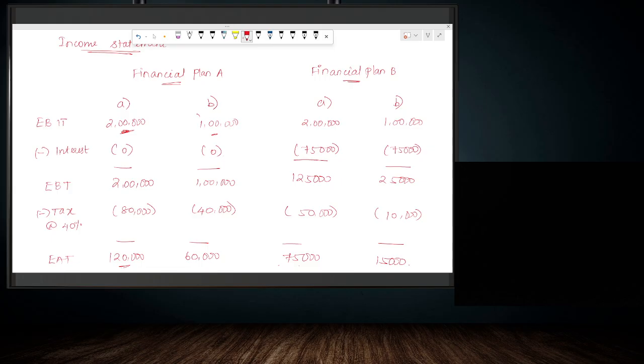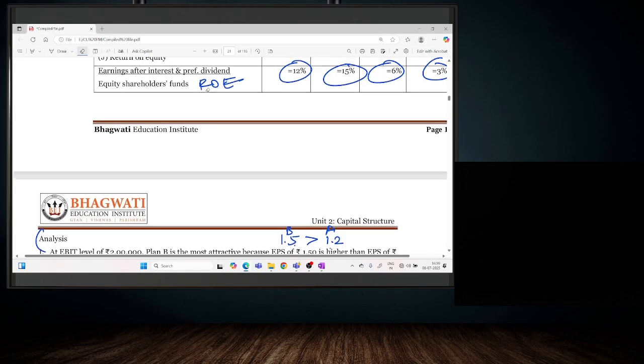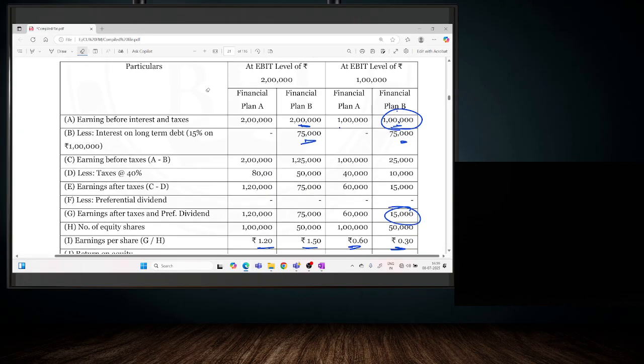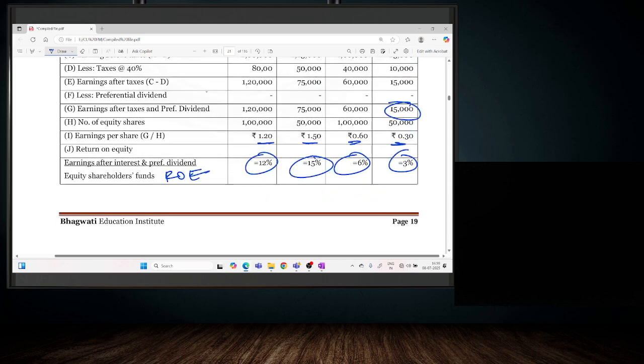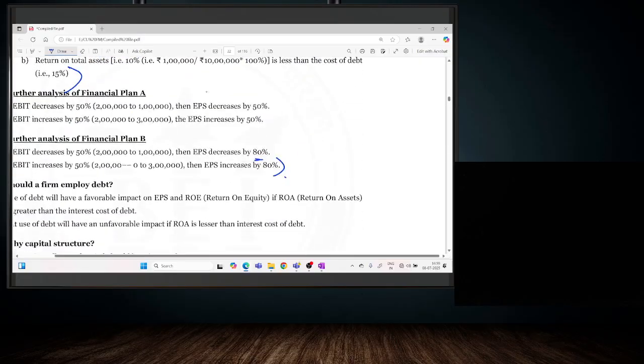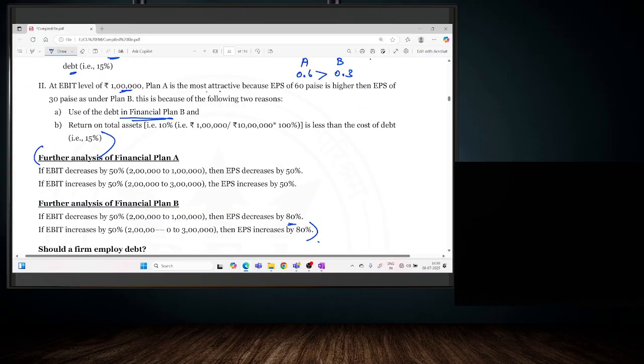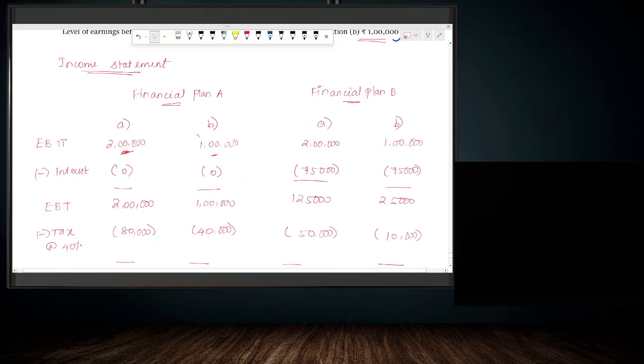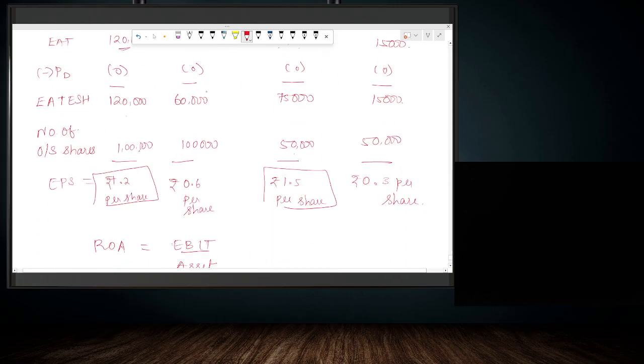Plan B. Okay, let me take it from here. So let's compare these two plans. Oh, okay, correct. Sorry. This is further analysis of plan A. Correct. Listen. If EBIT decreases by 50%, then EPS also decreases by 50%. You can see it happening over here. By how many percentage is EBIT decreasing? There is a 50% decrease in EBIT. By how many percentage is EPS decreasing? 50%. So the decrease in EBIT is exactly equal to the decrease in EPS, right?